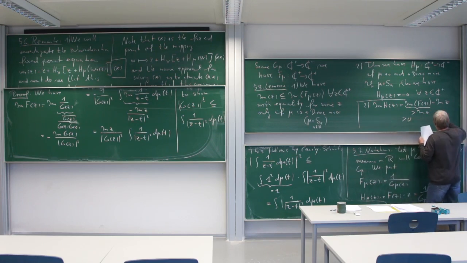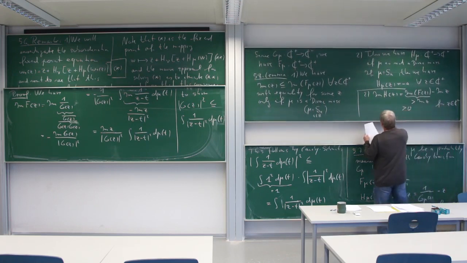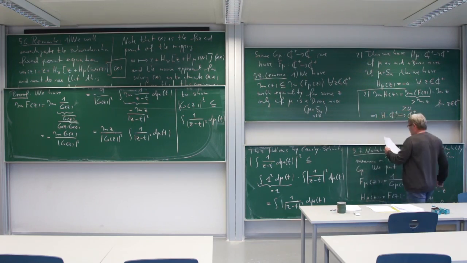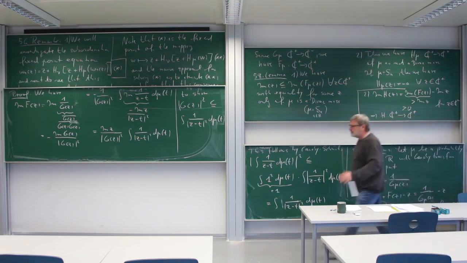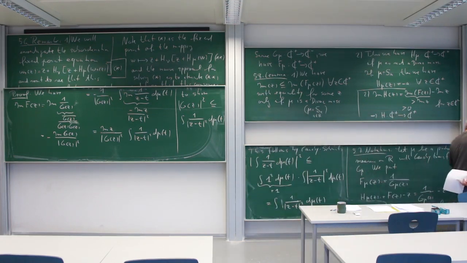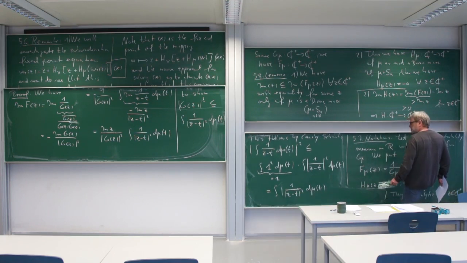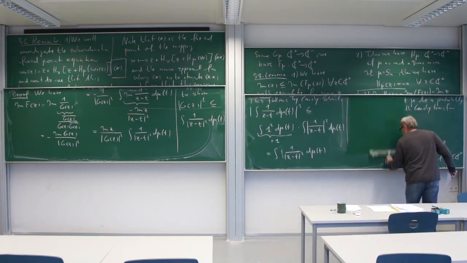Okay, and this is true for all z in C+. So h maps from C+ to C+. Okay, and if we have a Dirac measure, then of course we just can calculate what h is.